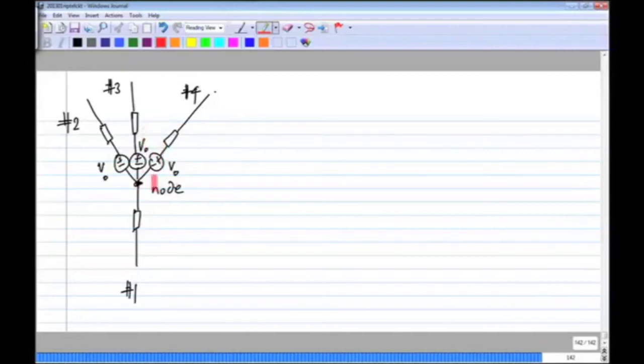This is just the assumption. Now in general you can have one node with n branches, and n minus 1 of those n branches will have the same valued voltage source. Okay, so this is the circuit.